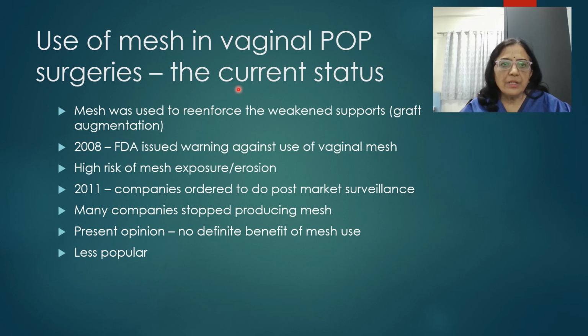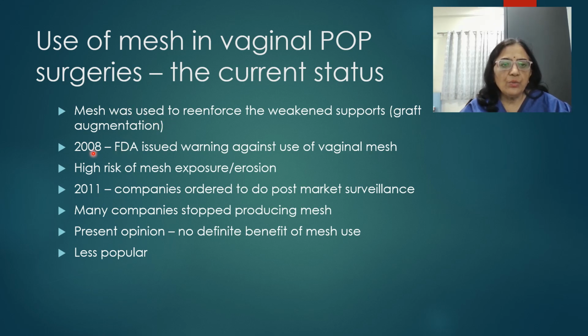Now, what is the current status of use of mesh in vaginal pelvic organ prolapse surgeries? Mesh was used to reinforce the weakened supports, and it was also called graft augmentation. That means we are plicating the fibromuscular tissue of the anterior vaginal wall. With that, additional reinforcement is done by using the synthetic material, that is mesh.